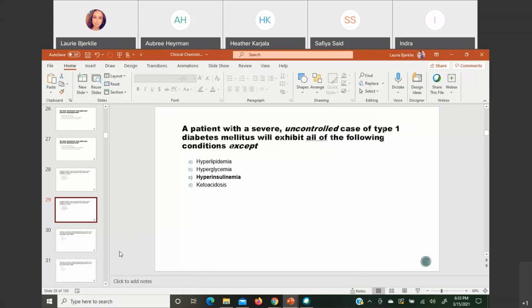Letter C is not true because hyperinsulinemia is saying you have high insulin. Well, in people that are very diabetic, especially type 1 diabetes, they do not make insulin at all. That's the problem. In type 1 diabetics, they're not making insulin, so they can't have a high insulin level. So that is good. Correct.